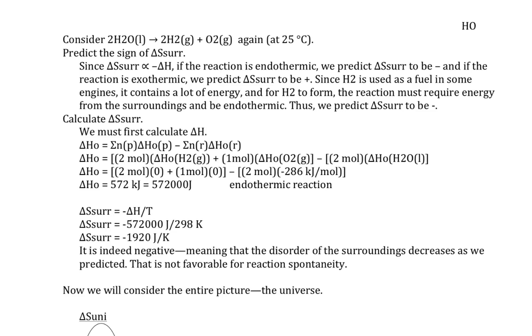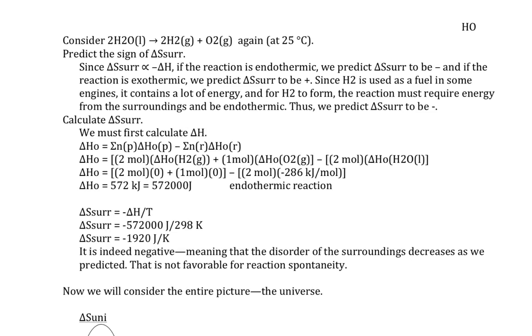Now we find delta S of the surroundings by taking that delta H and dividing by the temperature in Kelvin. So we have to convert 25 degrees Celsius into Kelvin, which gives a value of 298. So 572,000 divided by 298. Notice we use the joule value since it would give us otherwise a very small number if we kept it in kilojoules, but we could do that. With our negative sign in the equation and a positive delta H, delta S of the surroundings indeed does come out negative. So it's negative 1920 joules per Kelvin. So it is indeed negative, meaning that the disorder of the surroundings decreases as we predicted. This is not favorable for reaction spontaneity.